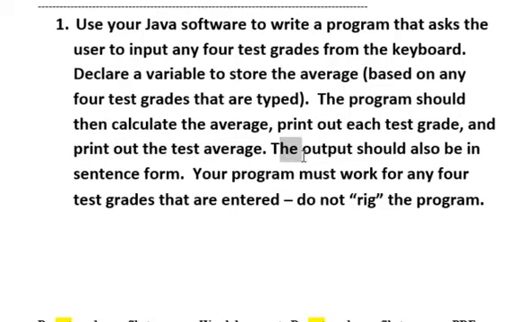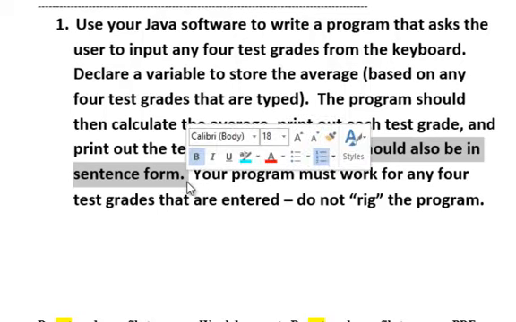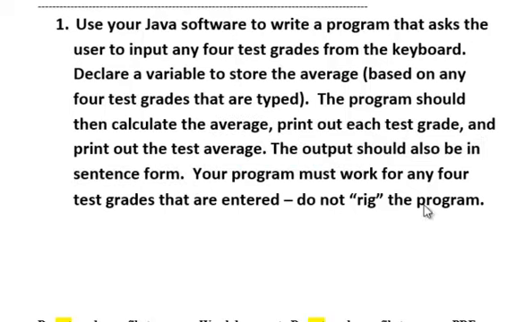The output should be in sentence form, meaning right here, I don't want it to say 98, 35, 24, 100, and then just have an average. I want to have some kind of sentence there, because part of this is being able to practice good programming skills and learn some of the grammar, or what we call syntax, in writing this program. So I want you to make sure that you follow directions carefully, and I'll give you a grading rubric to be sure. And again, your program must work for any 4 test grades that are entered in there.